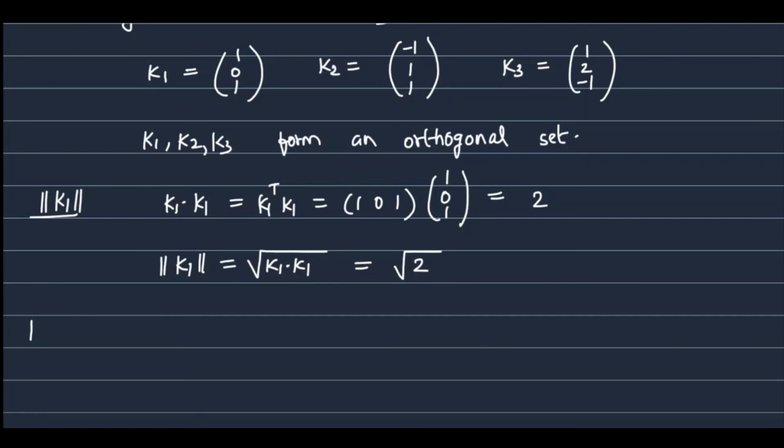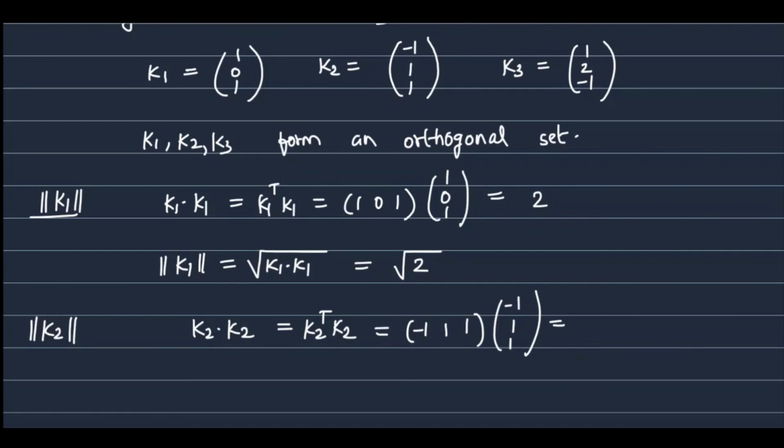Now we will find the norm of k2. For this we will do k2 dot k2, which is k2 transpose k2: minus 1, 1, 1 times minus 1, 1, 1. So we will get this as 3. This implies norm k2 is equal to the square root of k2 dot k2, so it is square root of 3.